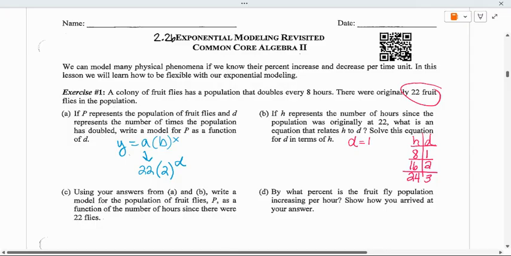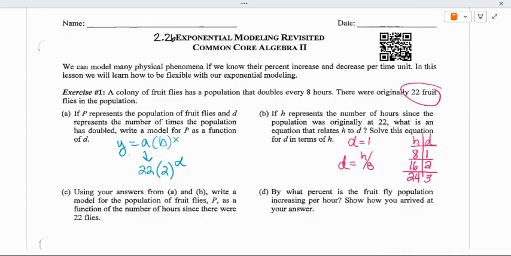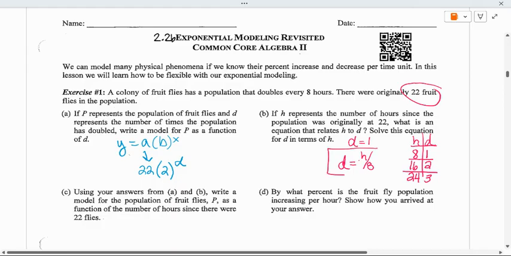Yes or no? Okay, so we know that it doubles for every H value divided by 8. So D, your power, your exponent, equals whatever H is divided by 8. When H is 16, 16 divided by 8 is 2. When H is 24, 24 divided by 8 is 3. So that's your power. Does that make sense? Okay, well, we'll keep moving on and see if you catch on.